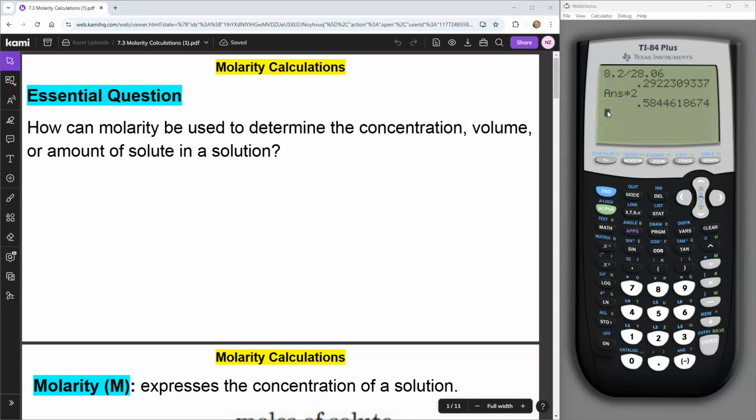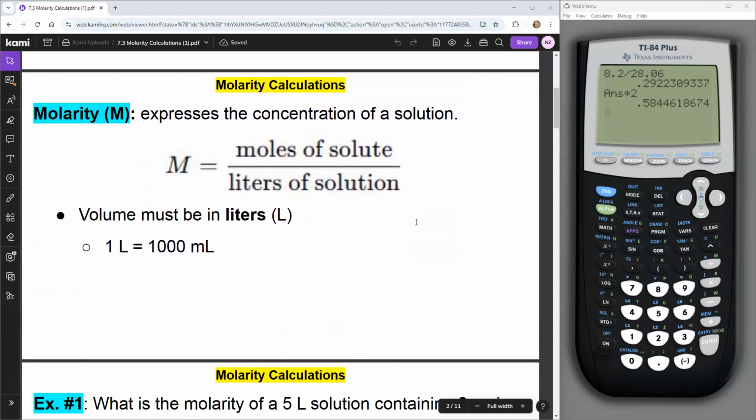In this video, we're going to go through molarity calculations. The essential question that we're going to be answering is how can molarity be used to determine the concentration, volume, or amount of solute in a solution? So naturally, let's start with what is molarity?